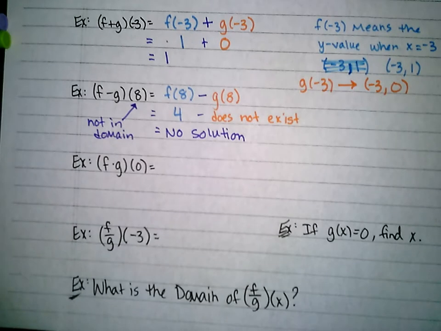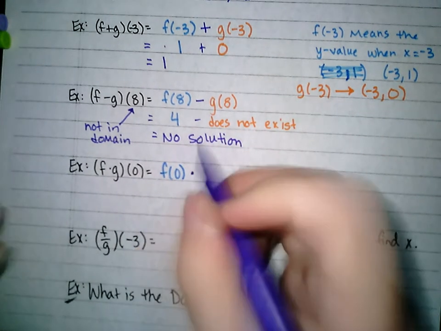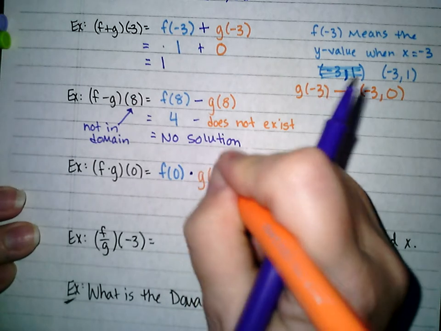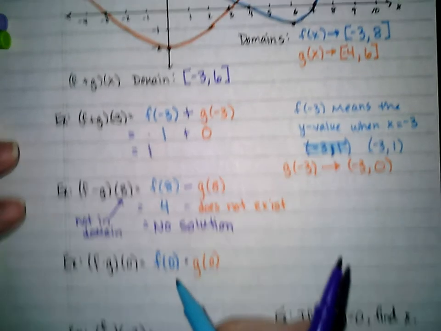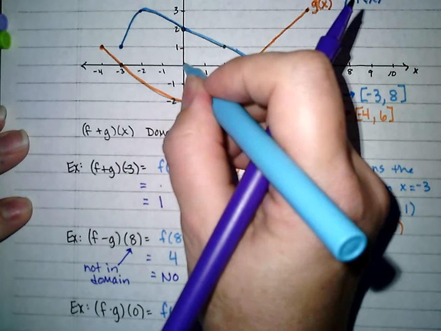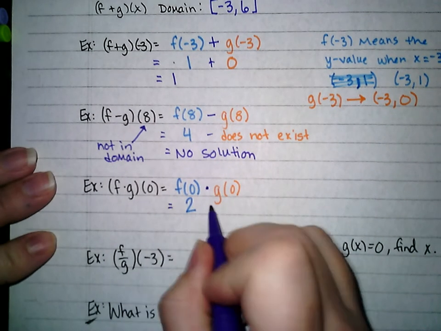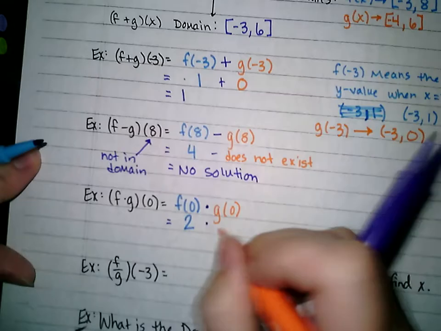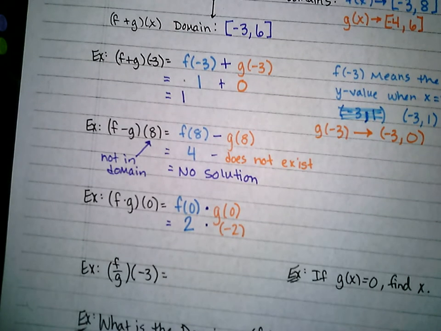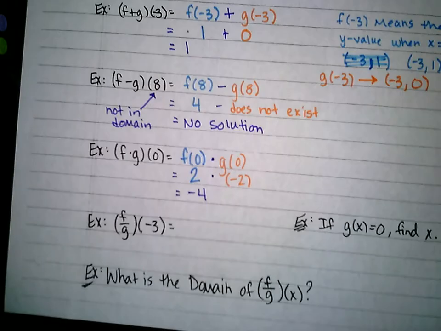Okay. F times g of 0 means we need to find f of 0, and we need to find g of 0, and then we're going to multiply those. So remember, f of 0 means what is the y value when x is 0 on the function f. So x is 0, y value is 2. And then g of 0 means what is the y value when x is 0 on g of x. So x is 0, g of x is -2. So when I do the multiplication there, 2 times -2, I get -4 for that answer.